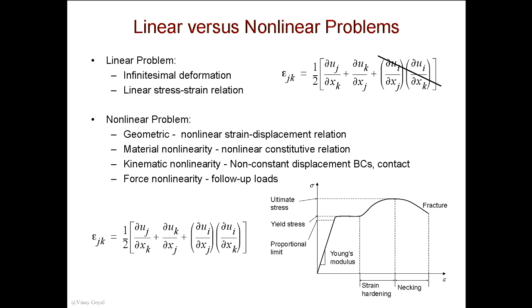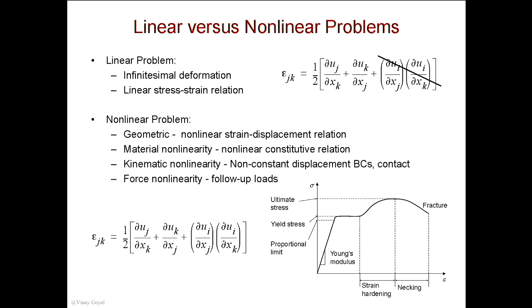It makes sense if the strains are small, say 1%, so 0.01 times 0.01, what is that? 0.0001. It's really small compared to this strain. This is going to be dominating the strain value. So small strain makes sense if you're less than 1 to 2%.